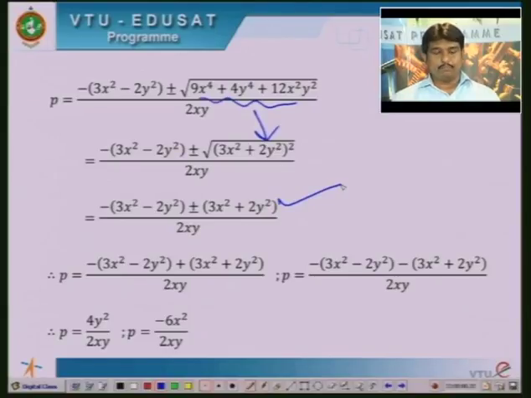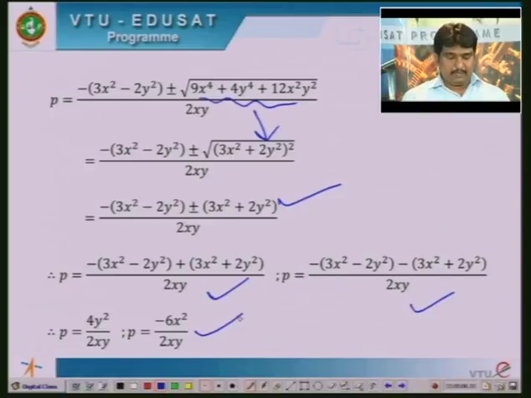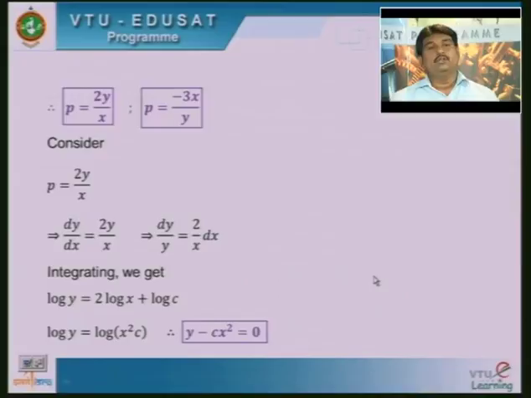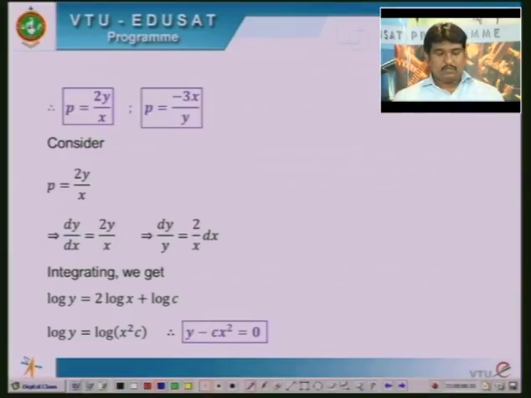Therefore, two roots are p equals minus of (3x square minus 2y square) plus (3x square plus 2y square) by 2xy, and another is p equals minus of (3x square minus 2y square) minus of (3x square plus 2y square) divided by 2xy. Simplify to get p equals 4y square divided by 2xy or p equals minus 6x square divided by 2xy. Therefore, p equals 2y divided by x or p equals minus 3x by y.